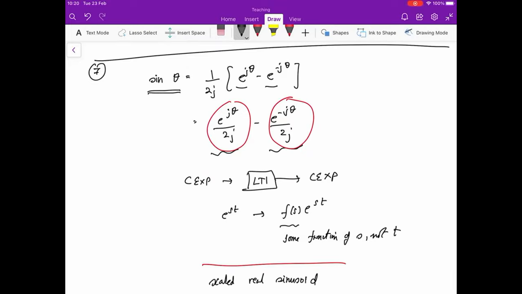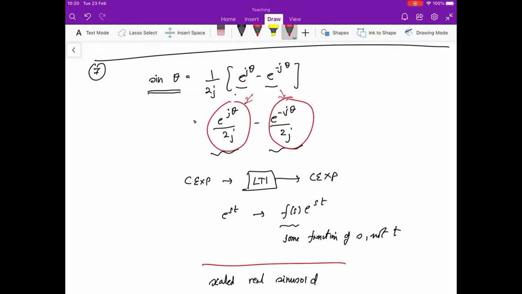So intuitively, what you can see over here is that if you want to get something that is not real, that is something imaginary, then you're going to have different multipliers for the term on the left and the term on the right, right? Otherwise, they're just going to cancel each other out.